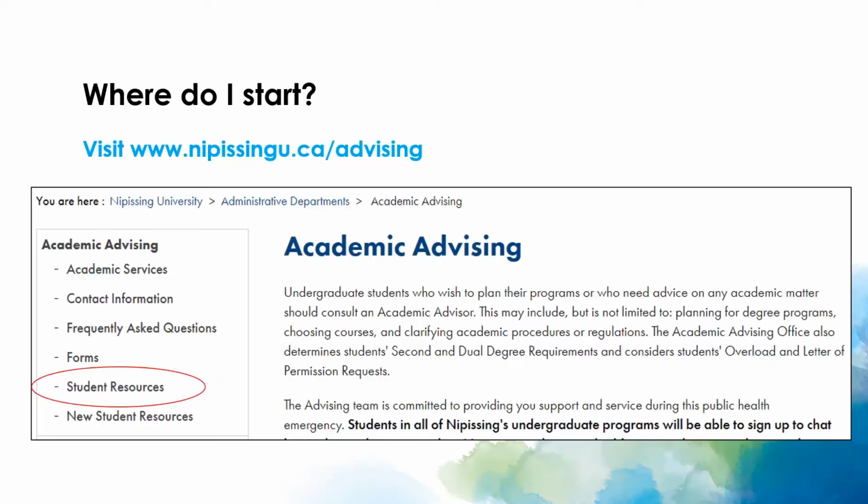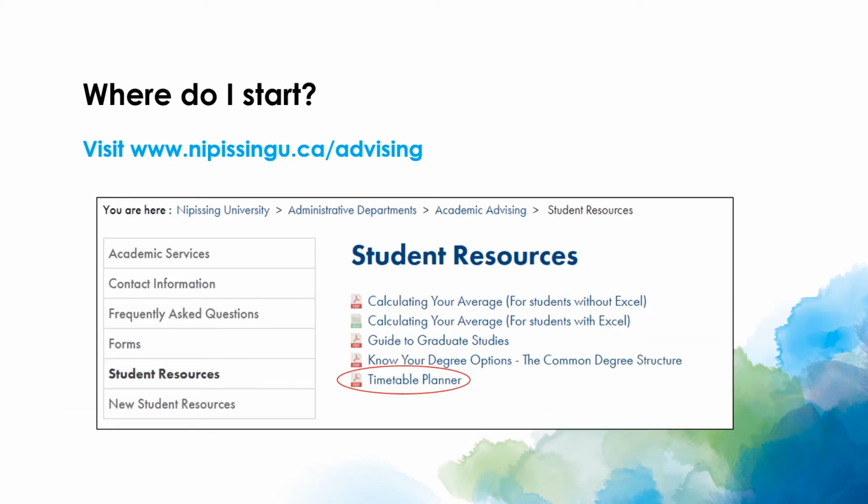Once you're ready to start planning, head to nipissingU.ca/advising and you will see a link to student resources on the left side of the page. Clicking Student Resources will bring you to a list of resources that you can use throughout your degree, but in this video, we will be focusing on the Timetable Planner.